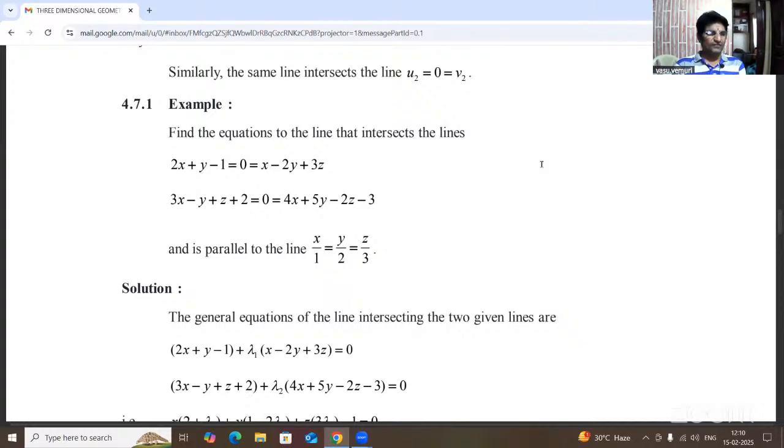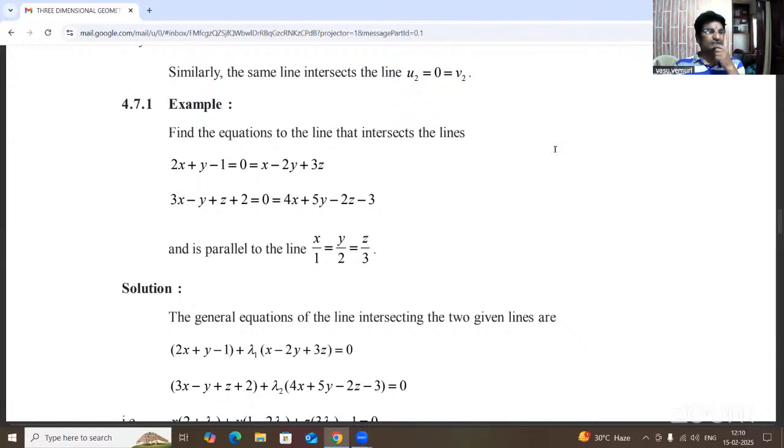Now here, first we observe the given non-symmetrical lines: 2x plus y minus 1 plus lambda 1 of x minus 2y plus 3z, and in the same manner 3x minus y plus z plus 2 plus lambda 2 of 4x plus 5y minus 2z minus 3. Now there are two equations here. Suppose we take the intersecting planes, the first plane plus lambda times the second plane equal to 0.